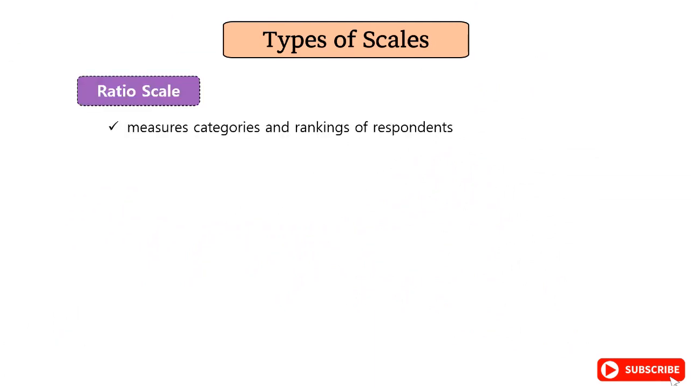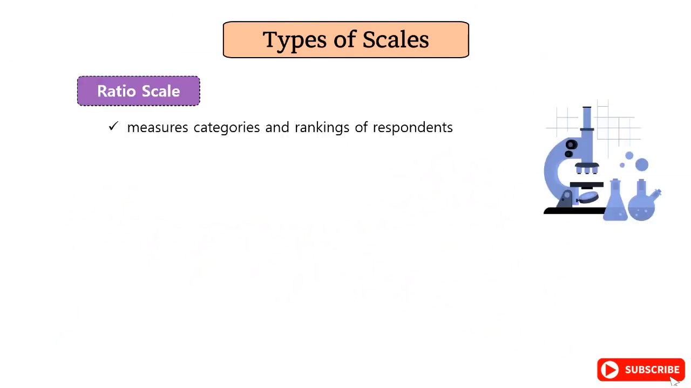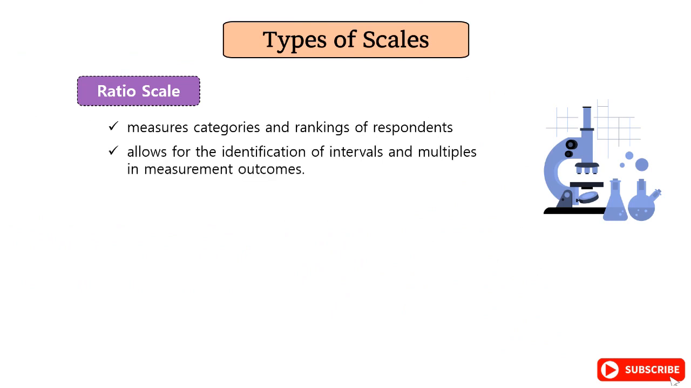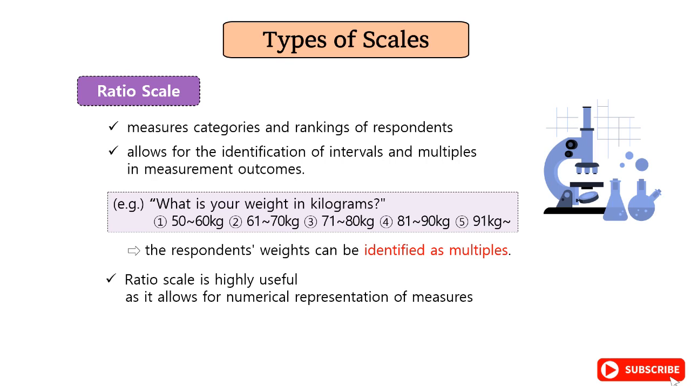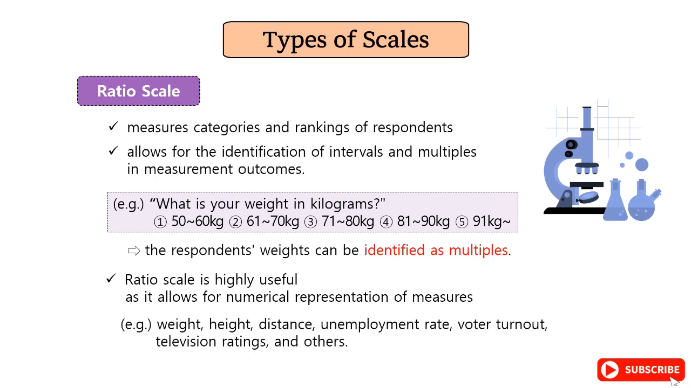Ratio scale, on the other hand, not only measures categories and rankings of respondents, but also allows for the identification of intervals and multiples in measurement outcomes. For example, in a survey question like "What is your weight in kilograms?" the respondents' weights can be identified as multiples. Ratio scale is highly useful as it allows for numerical representation of measures like weight, height, distance, unemployment rate, voter turnout, television ratings, and others.